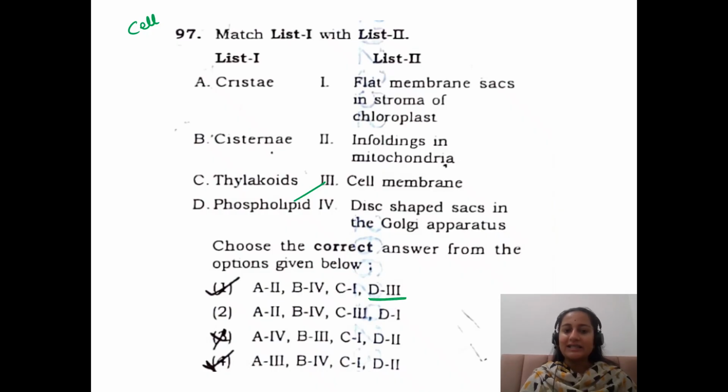Thylakoids are seen in the chloroplast. So the flat membrane sac in the stroma of the chloroplast. That's one. And cisternae. Cisternae can be seen in the Golgi apparatus, whereas the cristae are the foldings in the mitochondria. So, answer will be 1 here.